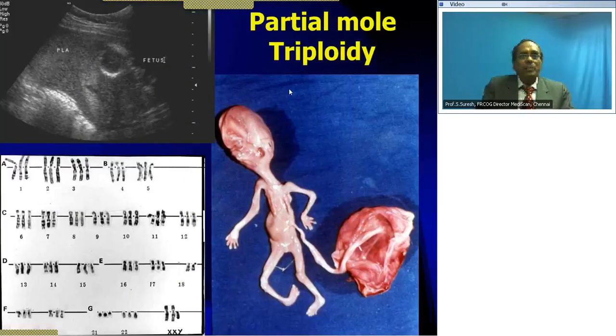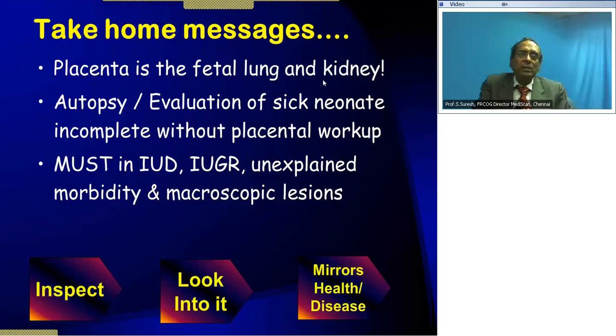But as we said earlier, when there is a small baby and a large placenta, you should think of partial mole or triploidy, and even in triploidy you might be able to see some cystic spaces. Here the karyotype is shown, 69 chromosomes, telling you it's triploidy. So I'll leave you with a few messages. Placenta is the fetal lung and the kidney. Autopsy evaluation of the sick neonate is incomplete without placental work. So doing a fetal autopsy without a placental examination is actually a job half done.